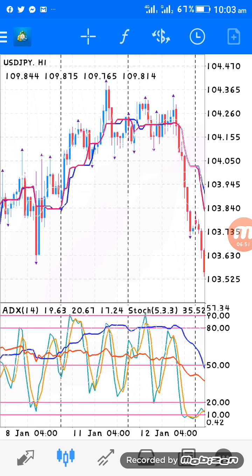And now the hours to place your trade are, you see, 3 a.m. in the morning, the first hour. Then the second hour is 7 a.m. in the morning. The third hour is 11 a.m. in the morning. The fourth hour is 1 p.m. in the afternoon. The fifth hour is 3 p.m. in the afternoon. Then the sixth hour is 6 or 7 p.m. in the evening. These are the 6 different hours I use to enter the trade.